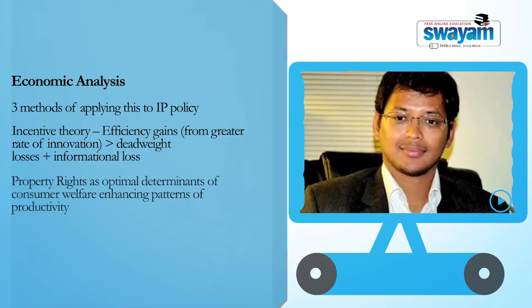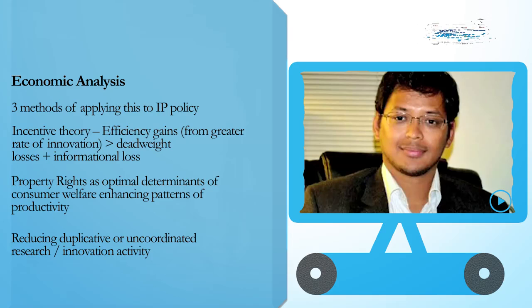Secondly, we have the property rights approach, which essentially states that property rights are the best determinants of patterns of productivity which are likely to enhance consumer welfare. And the third approach looks at IP rights as one of at least two or three other innovation mechanisms, and questions which method can be best used to reduce duplicative or uncoordinated research and innovation activity. That is, it looks to reduce duplicity of research.